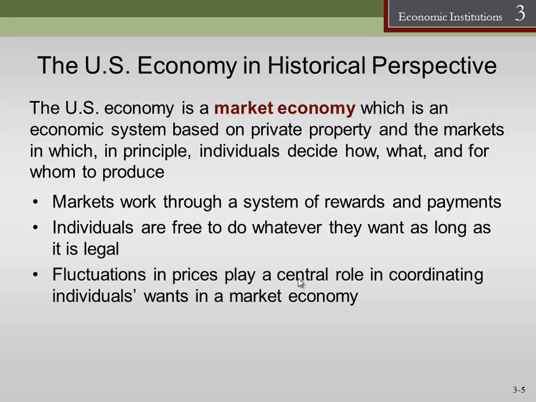Fluctuations in prices play a central role in coordinating individuals' wants in a market economy. Yeah, so price tells us a lot of information about the good. It gives us really great insight into the relative values of different goods. And it helps us ration those goods. So I have a Jeep Liberty, right? That's about 5 years old. Actually, it's about 6 years old.